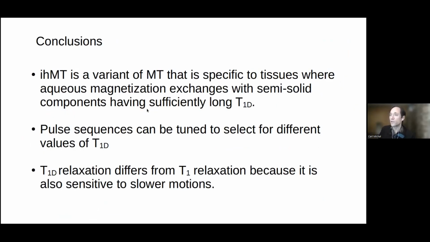And with that, I will conclude that ihMT is a variant of magnetization transfer that is specific to tissues where aqueous magnetization exchanges with semi-solid components having sufficiently long T1D. Pulse sequences can be tuned to select for different values of T1D, and this T1D relaxation differs from T1 relaxation because it is also sensitive to slower collective motions of the membranes.